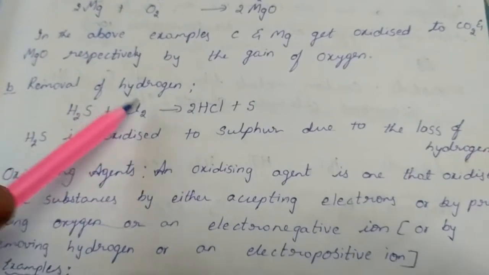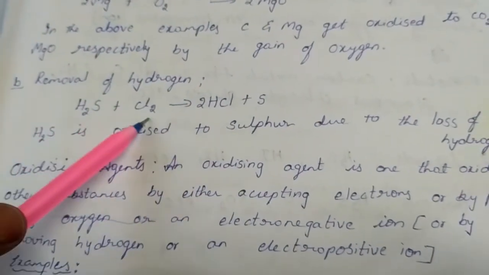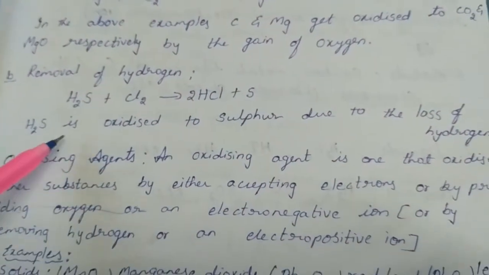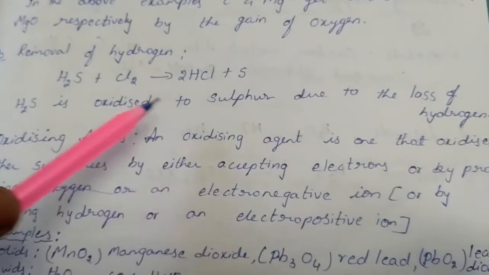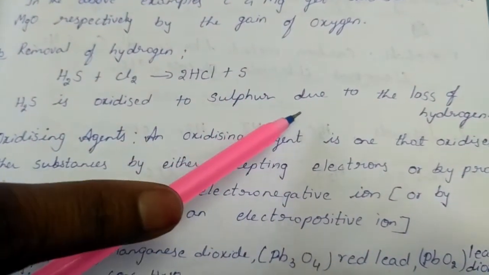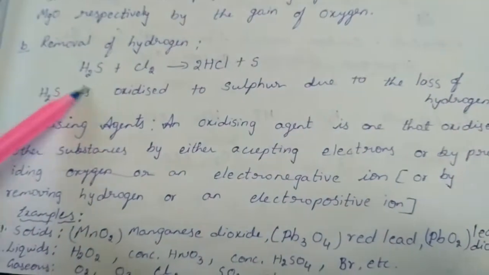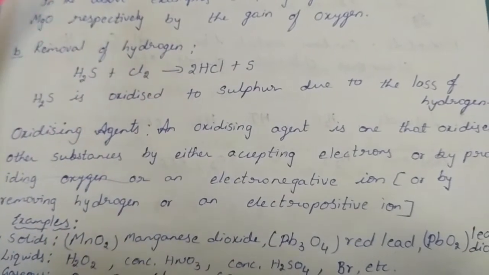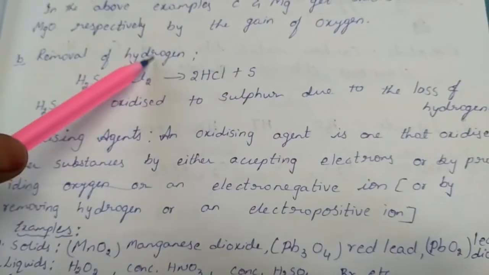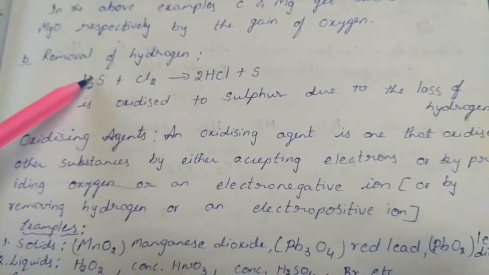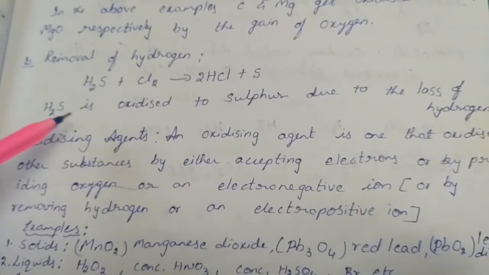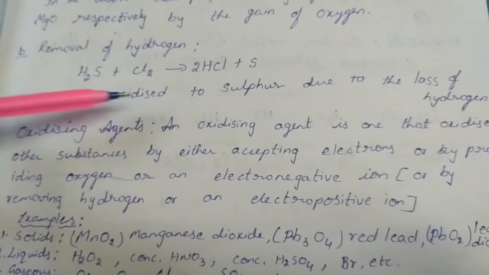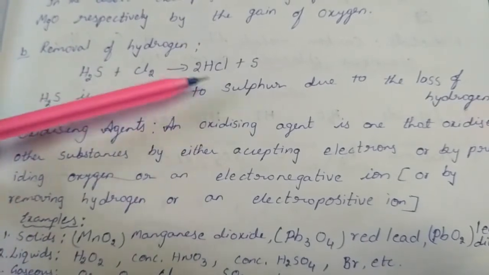And removal of hydrogen. Hydrogen sulfide plus chlorine gives rise to hydrogen chloride and sulfur. Hydrogen sulfide is oxidized to sulfur due to the loss of hydrogen. Here in hydrogen sulfide, the hydrogen is lost. We know that oxidation is either the addition of oxygen or removal of hydrogen. Here from hydrogen sulfide, hydrogen is removed, so we can say that the sulfur is oxidized.